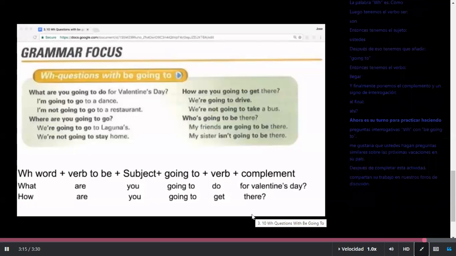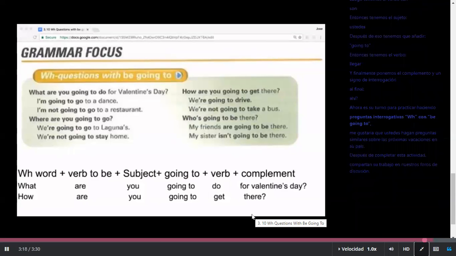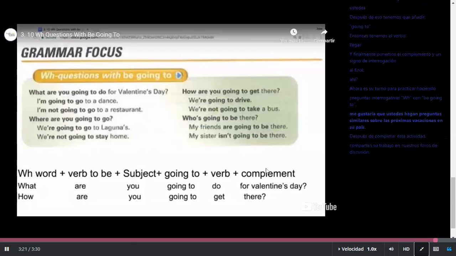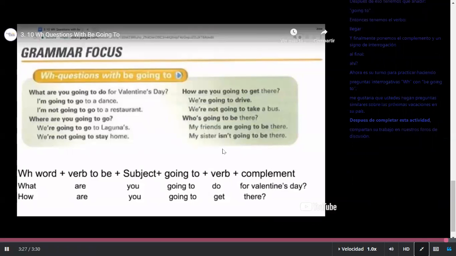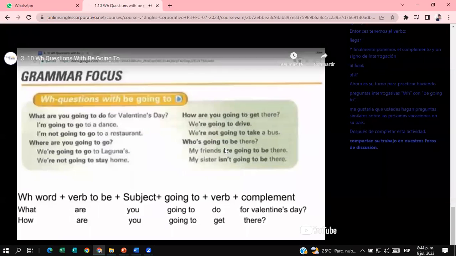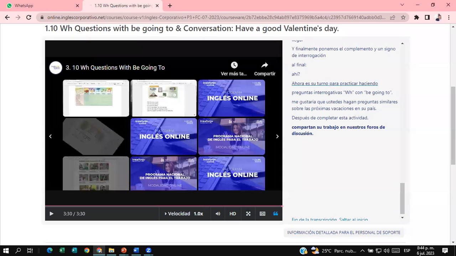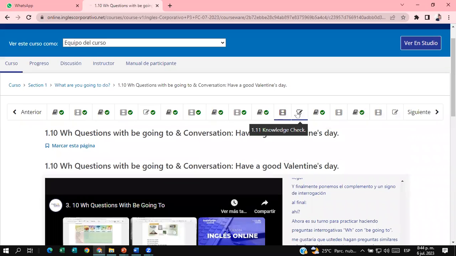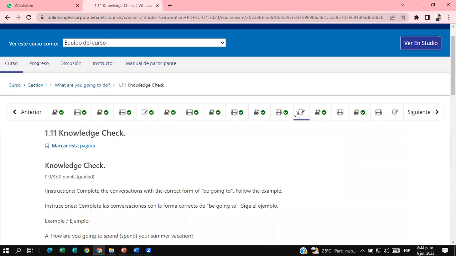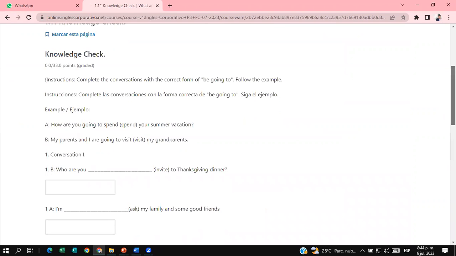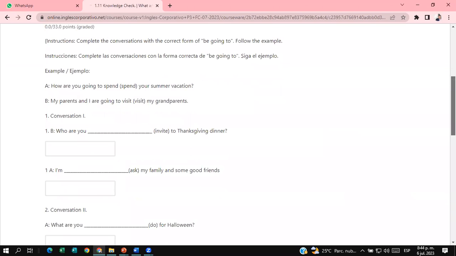Now it's your turn to practice making WH questions with be going to. I would like for you to make similar questions about the upcoming holidays in your country. After you complete this activity, share your work in our discussion forums. Okay, let's continue. It says, knowledge check. Instructions: complete the conversation with the correct form of be going to. Follow the example.